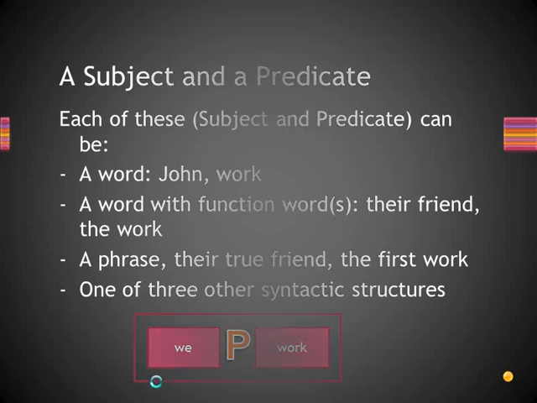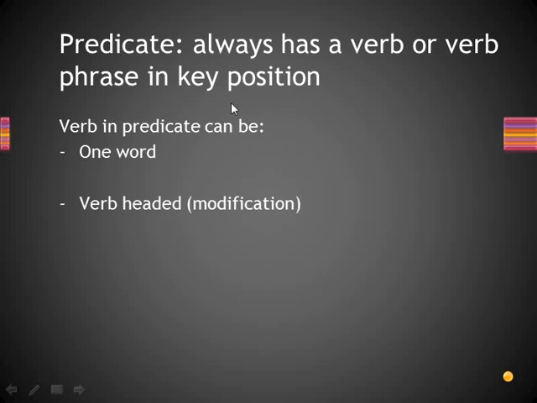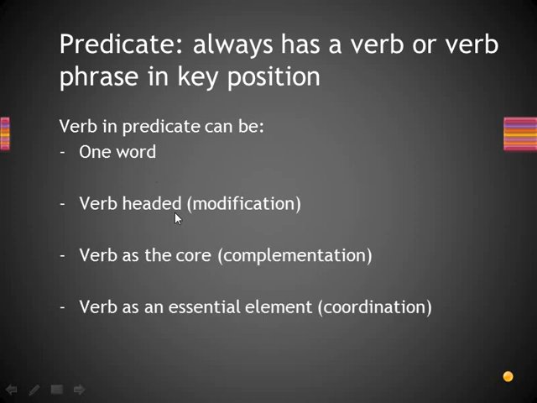Okay, now let's move. Okay, predicate. Let's talk about predicate. So predicate always has a verb or verb phrase in key position. So predicate must always include a verb. So the predicate can be one word, which is a verb, or verb headed, verb as the head, or verb as the core in complementation, and verb as an essential element. Take an example like this one.